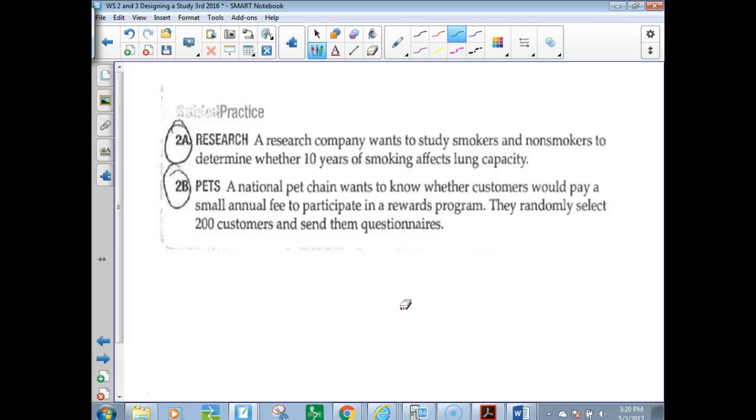Two examples, 2A and 2B together. A research company wants to study smokers and non-smokers to determine whether 10 years of smoking affects lung capacity. What are you going to do?